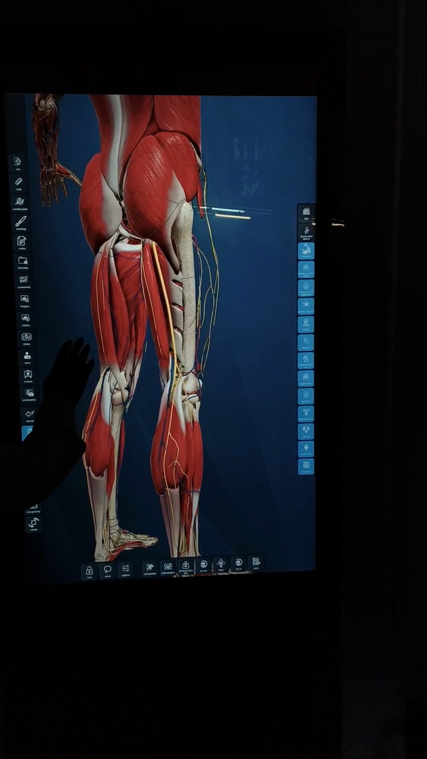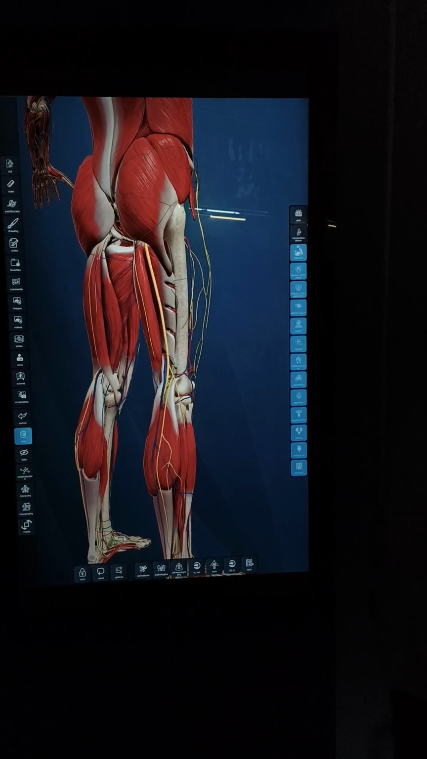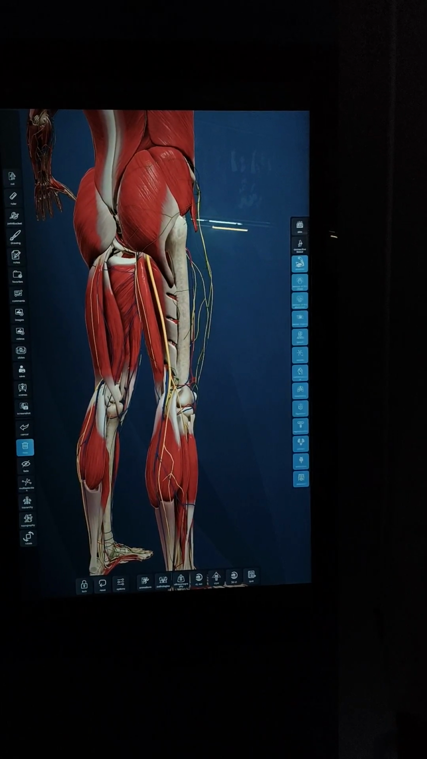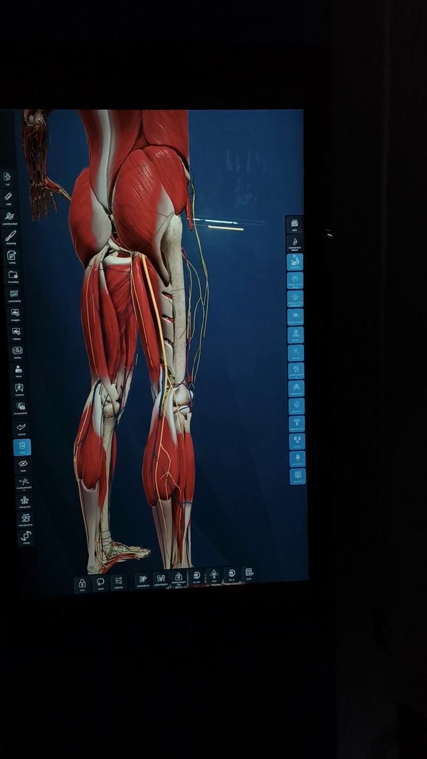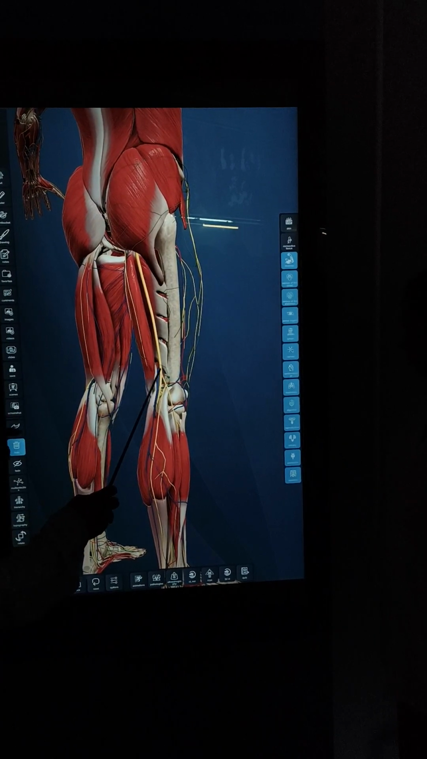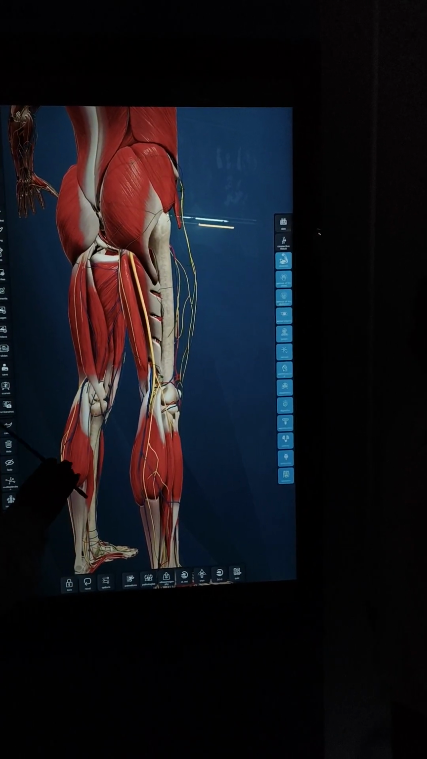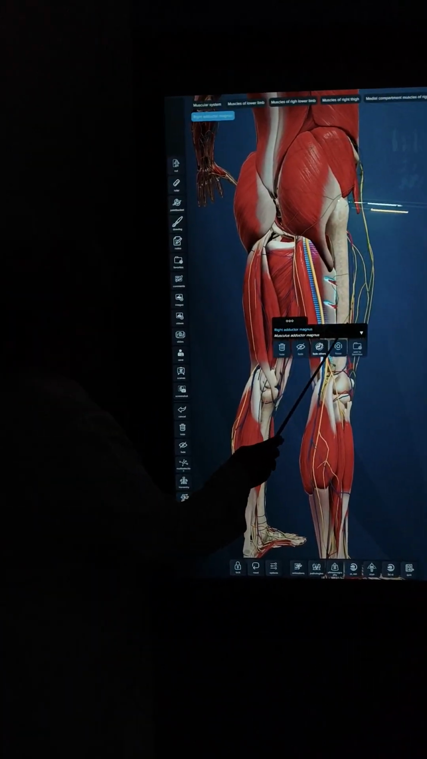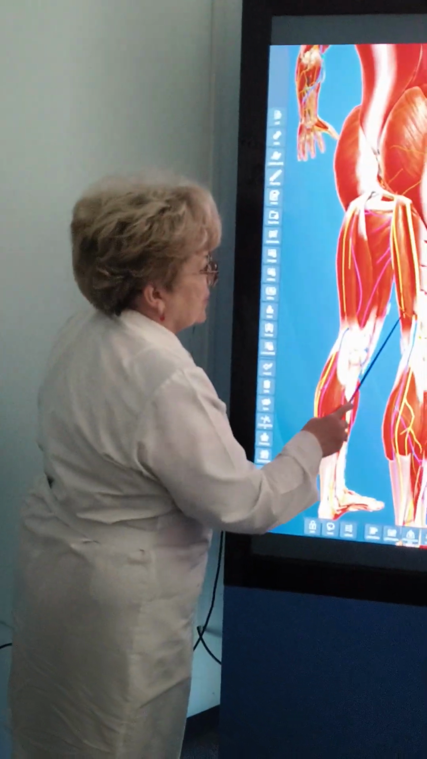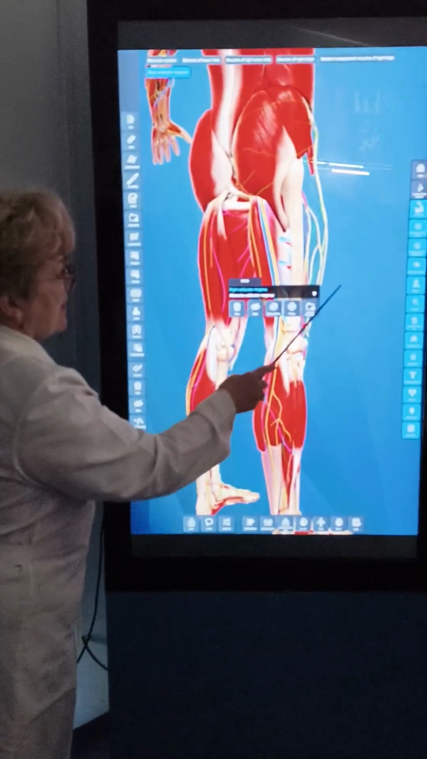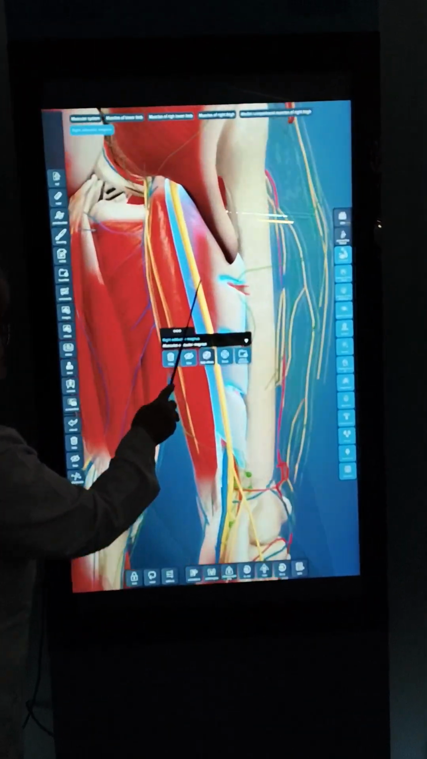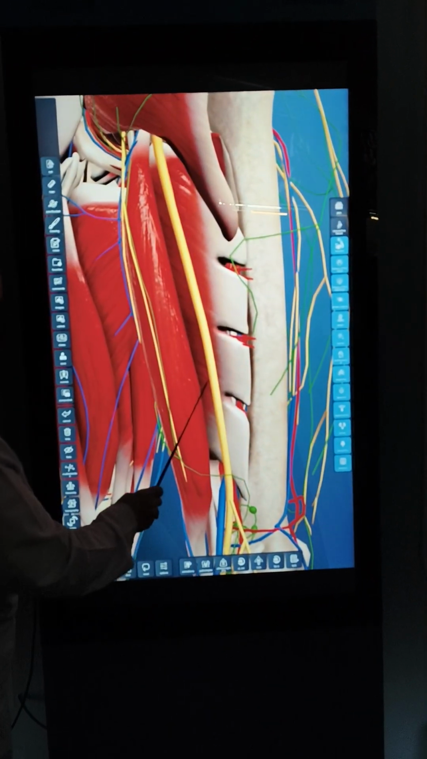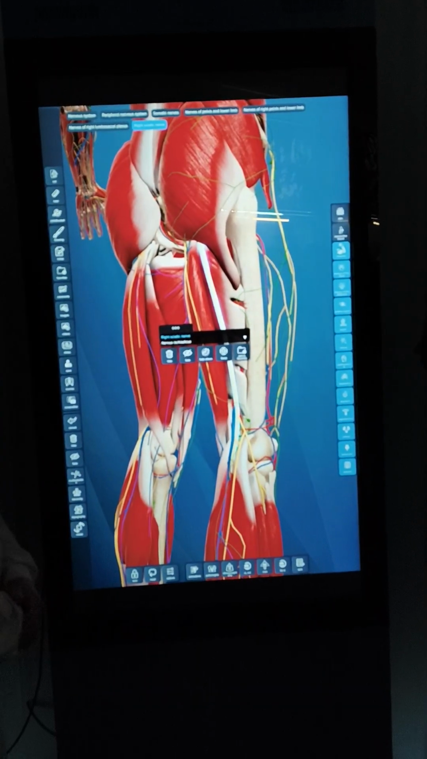Under the biceps, you see yellow color. What is it? Yellow color, nerve. And this nerve, what is the name of this nerve? Maybe you know, this is very important. Sciatic.